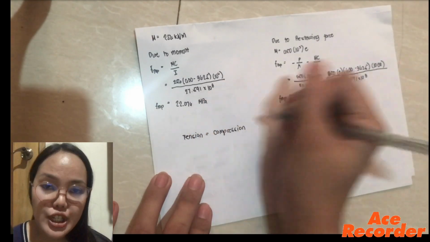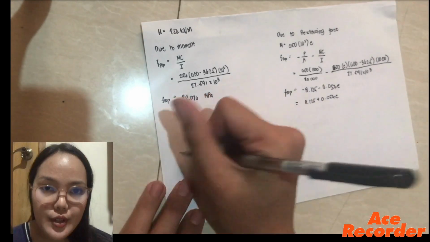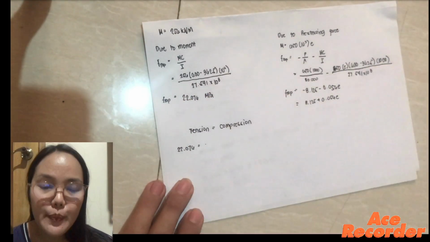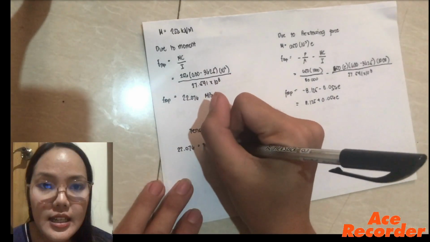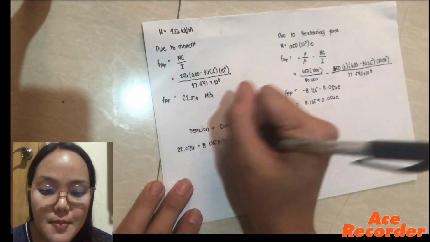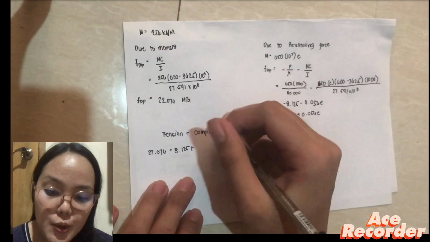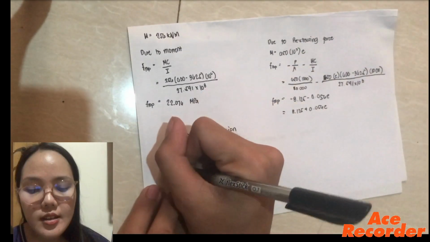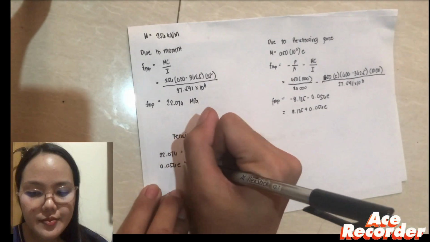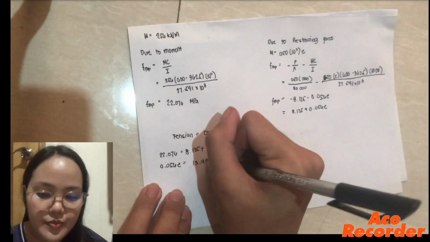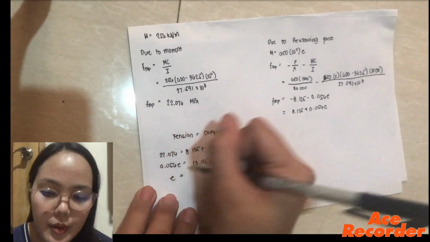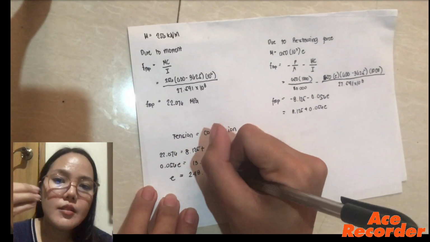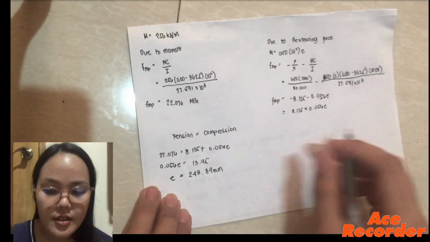Let's combine 22.076 equals 8.125 plus 0.056 E. Now, we can easily calculate this and we will get E is equal to 248.89 millimeter. Thank you.